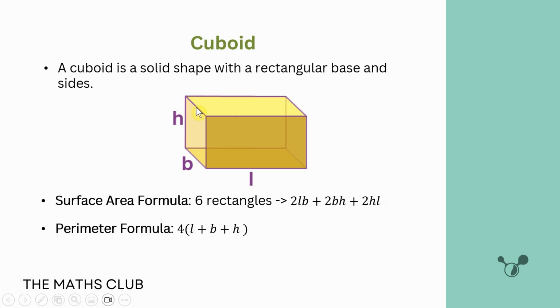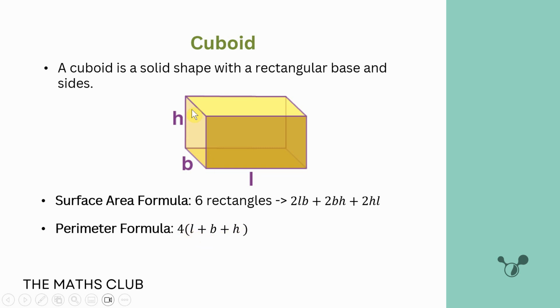And finally, for the top, this is the length and this is the breadth. The area of this face is length times b, which is also the area of the bottom, L times b. So by the time you add those two areas, you have 2lb. And of course, for the perimeter, it is 4 times l plus b plus h.